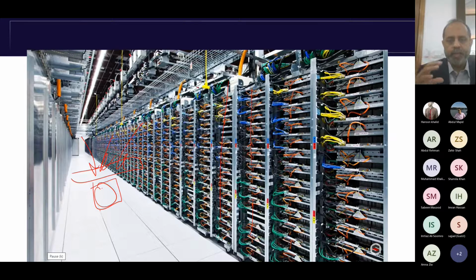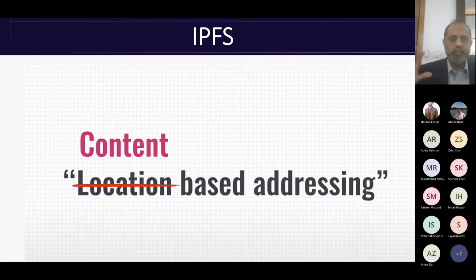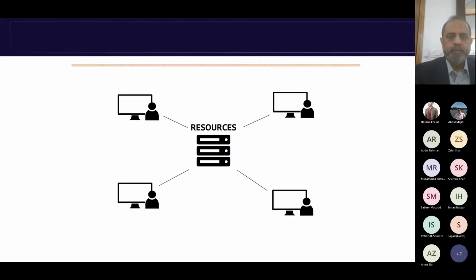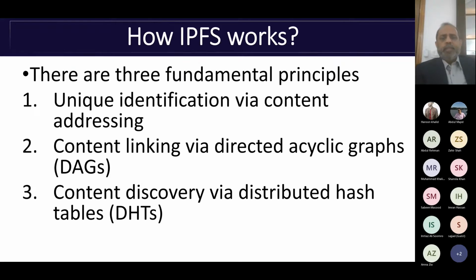So this is a trend, and blockchain technology is kind of against this trend of centralization. That's the main difference. Instead of location based, it is content based. On a normal website, the request gets to that computer where the image is stored, and it brings the image to you and displays it on your browser. So it is centralized resources, but IPFS is different.